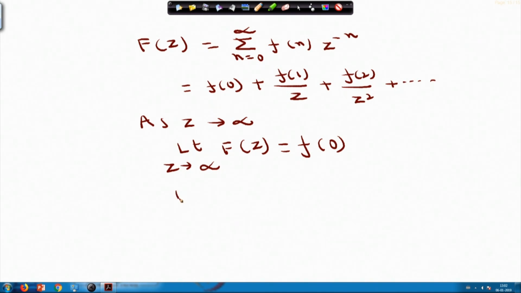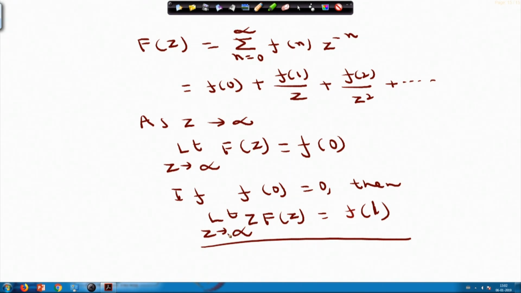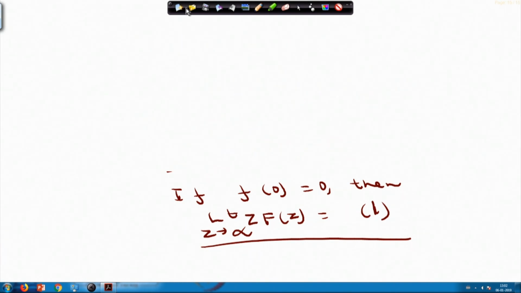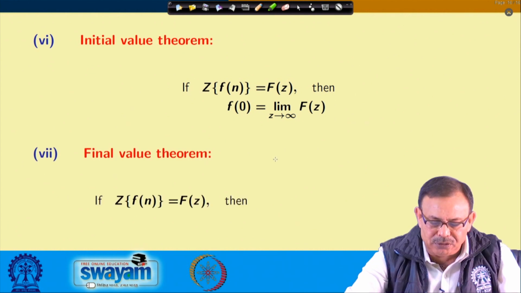And please note here, if f 0 equals 0, then we can prove that the limit as z approaches infinity of z into F z equals f 1. I am not giving the proof of this. Now, let us come to the next theorem, that is the final value theorem.